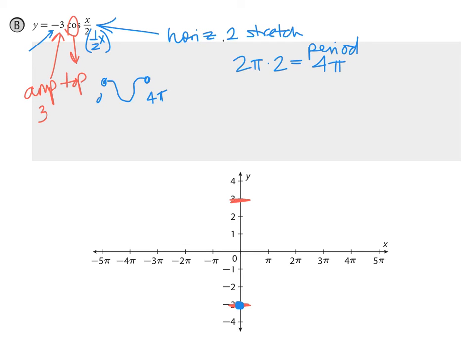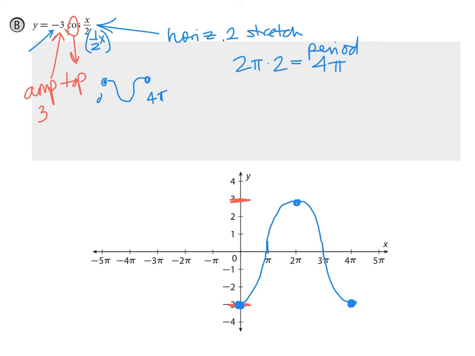So we're going to do that here. The period will start at 0 and end at 4 pi. So by the time I get back to 4 pi, I should be in a matching position. Okay, so this is going to turn upside down. This is a little bit weird. So we're going to go ahead and go through here. It's going to hit the peak halfway through, and then come back down.